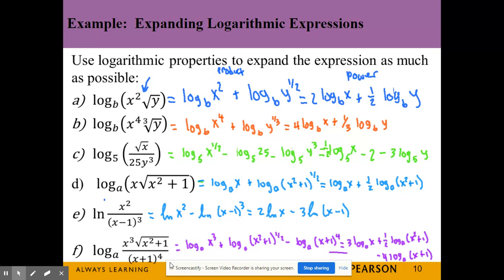Part E, first thing I did was the quotient property, turned that division on the inside into subtraction on the outside. Then I used the power property to take care of that 2 and that 3. Again, the x minus 1 has got to stay x minus 1 in parentheses. Last part, part F.